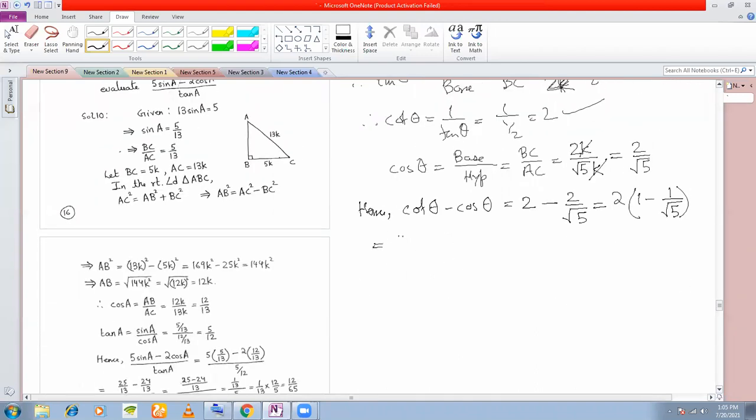And now you can take the LCM. Get root 5 minus 1. Now the denominator is irrational, so better to rationalize the denominator. How will you rationalize? You multiply the numerator and denominator by root 5.